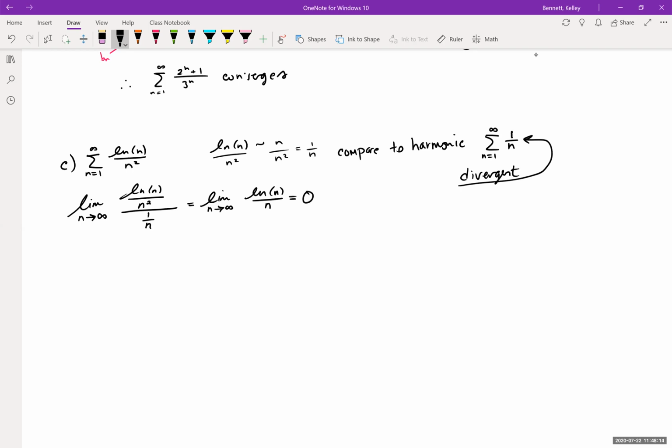But this is not what we wanted, right? So again, we are comparing it to the harmonic, which is divergent. So going back up to our conditions, we either need to show that the limit was finite non-zero or that the limit was infinite. That's the only way we can compare it to a divergent. So I'm like, okay, well then the limit comparison test then doesn't apply with this choice of Bn.